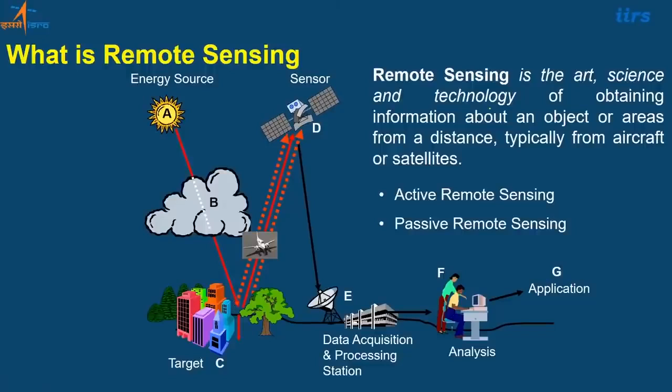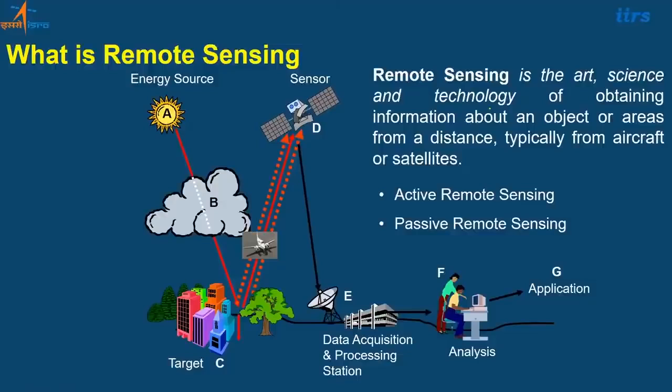The energy which is reflected from these earth surface features goes back through the atmosphere, and there is an eye in the space. That is called a sensor. A satellite has a sensor. You can see over here, one small sensor we have put. Now what these sensors are doing is receiving this reflected energy from the surface of the earth, recording it and reproducing it in the form of an image.